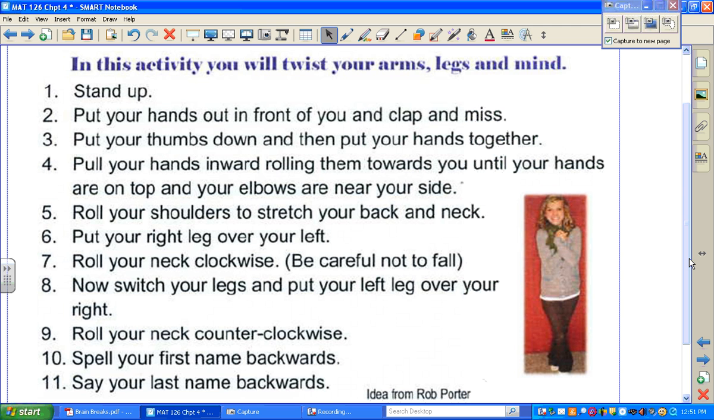Now, switch your legs and put your left leg over your right. And roll your neck counterclockwise. The other way, Chase. There you go. This way. That's kind of hot. Yeah, I know. Okay. Now, spell your name quietly backwards. Your first name.